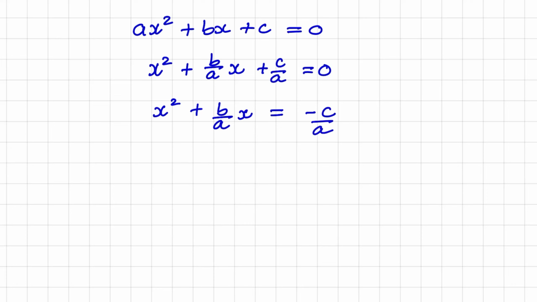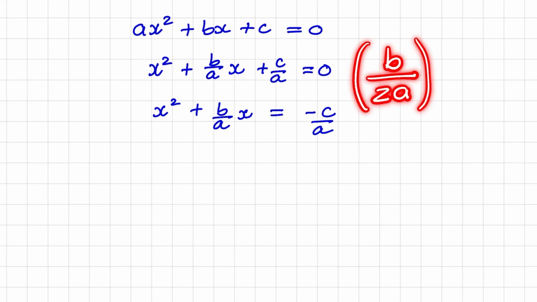Now, in order for us to solve for x, we will create a trinomial by completing the square. So when we complete the square, we add the square of half the coefficient of x. So the coefficient of x is b over a. So half of b over a is b over 2a. And we'll add the square of that to both sides of the equation.